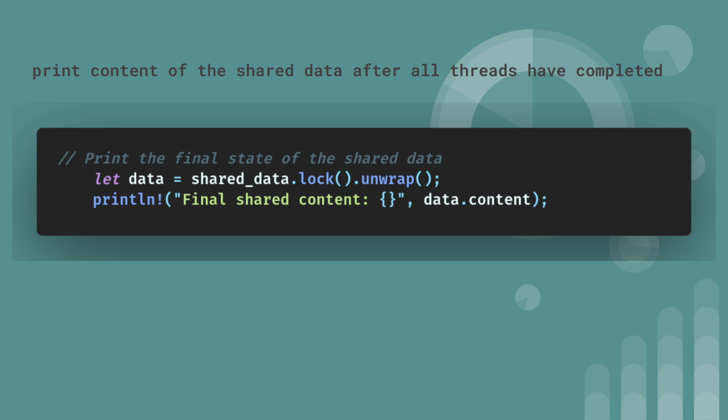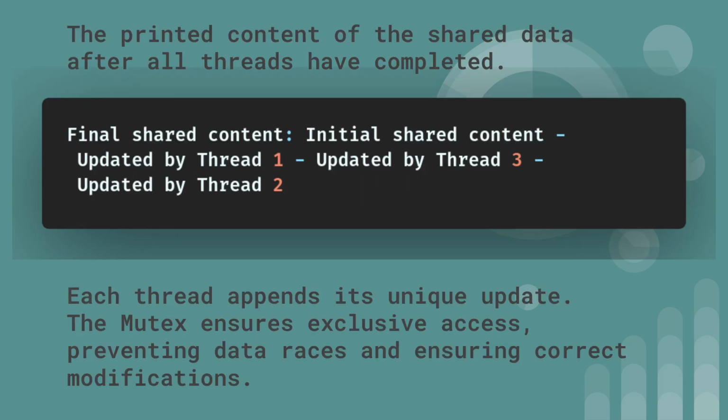So again, we'll do data equals the shared data with lock, unwrap again, and then we'll print it. So we'll print the data content, and then we should see this, which is the printed content of the shared data after all threads completed. Final shared content equals initial shared content updated by thread 1, updated by thread 3, updated by thread 2.